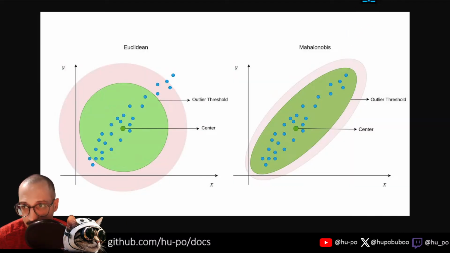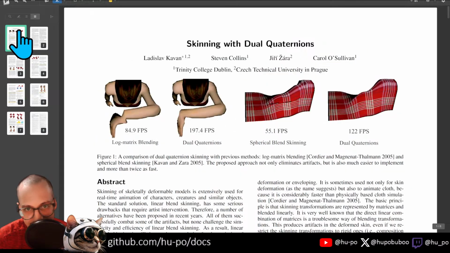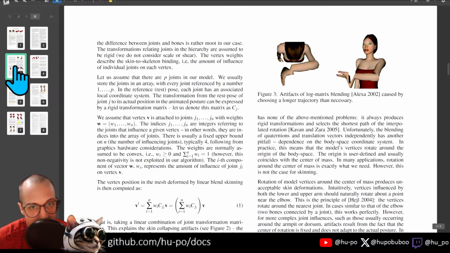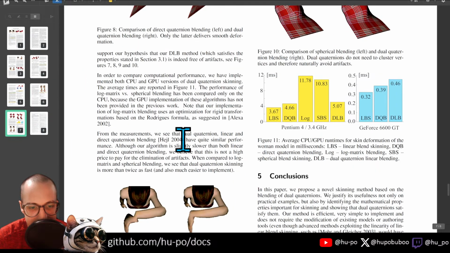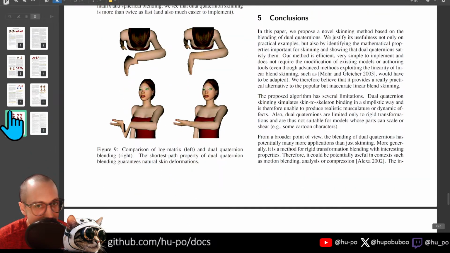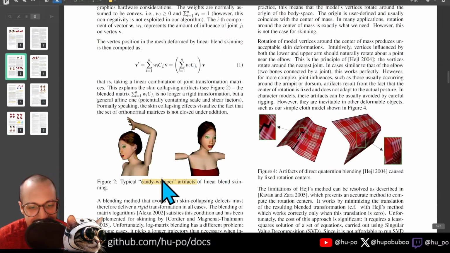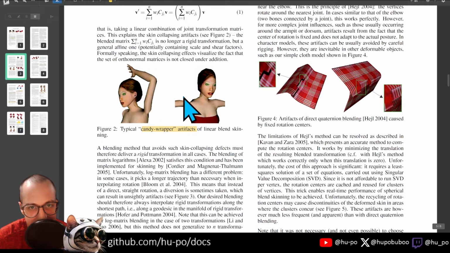And there's a rich literature of different techniques that people have come up with to do this skinning in a way that results in visually correct things. Here you have dual quaternion skinning, which solves some of these what they call candy cane wrapper artifacts, which you'll see in kind of old video games. You'll see these appear. Dual quaternion skinning.